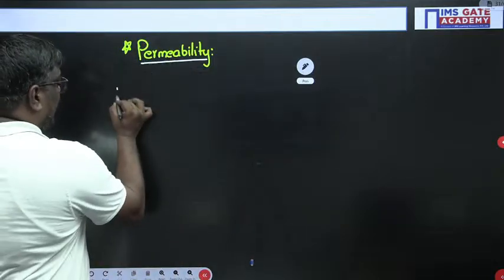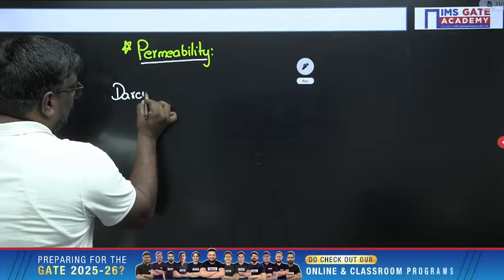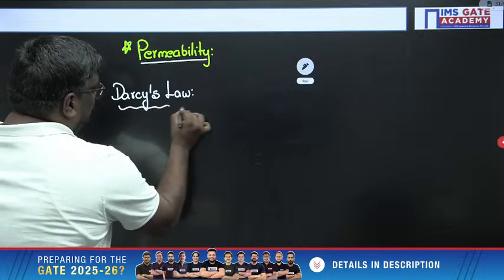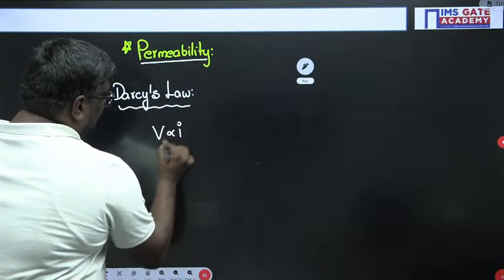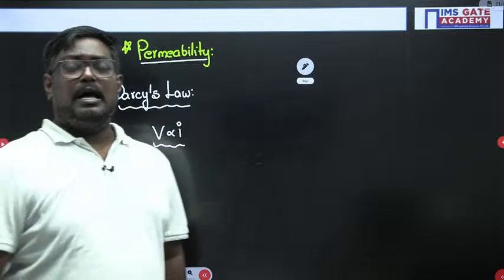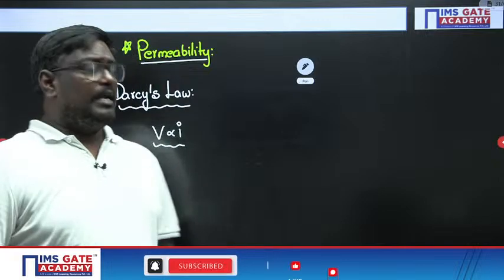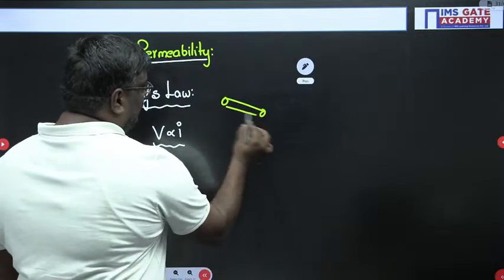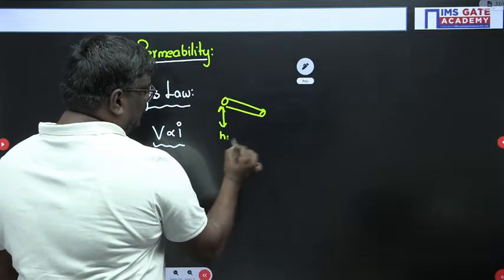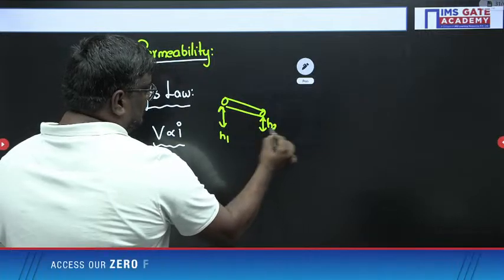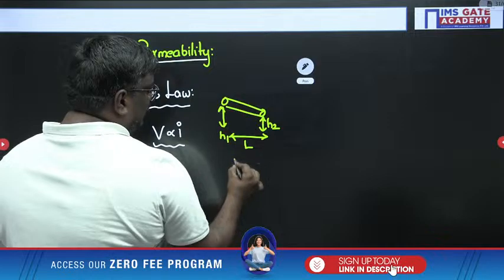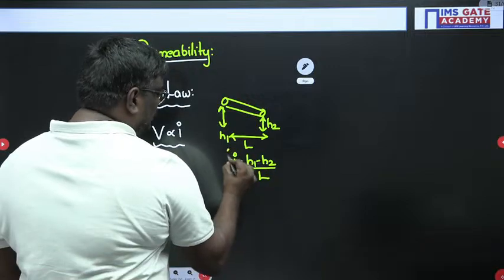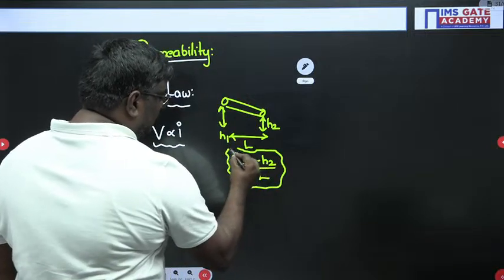Now, my dear students, according to Darcy's law, what, sir? According to Darcy's law, velocity is proportional to hydraulic gradient. What do you mean by hydraulic gradient? It is nothing but the loss of head per unit length. Suppose you consider this as a pipe, and you consider head at this point as H1, and head at this point as H2, and the distance between them as L. So what is hydraulic gradient, sir? Hydraulic gradient is nothing but (H1 minus H2) by L. So this you can call hydraulic gradient.